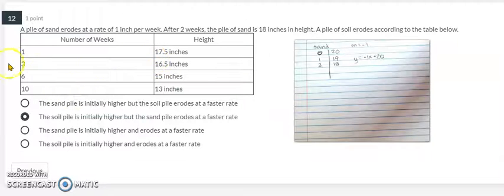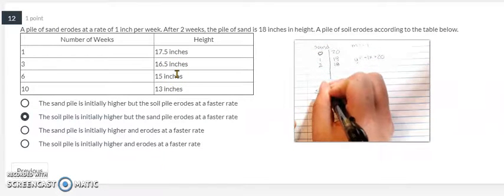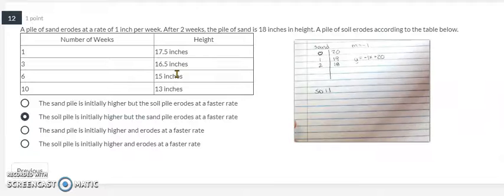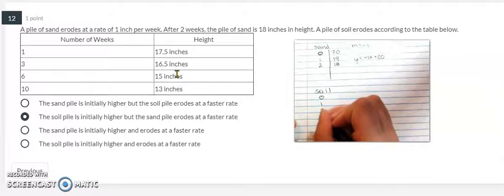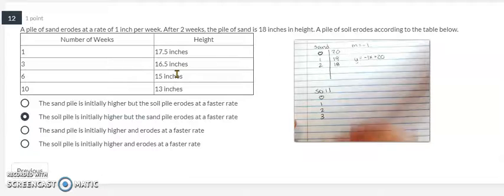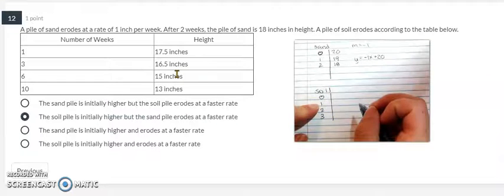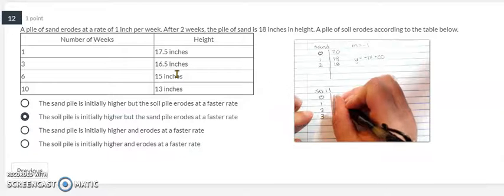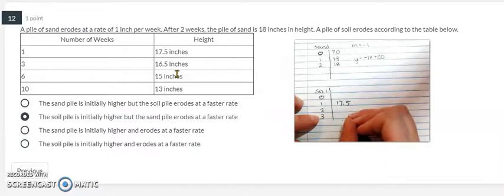Now I'm going to look over here at the soil. So between weeks 1 and 3, it goes down an inch. So soil, and I'm going to have week 0, week 1, week 2, week 3. At week 1, it was 17.5. And at week 3, it was 16.5.